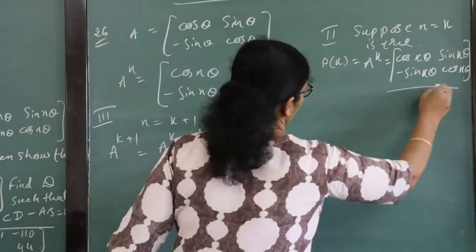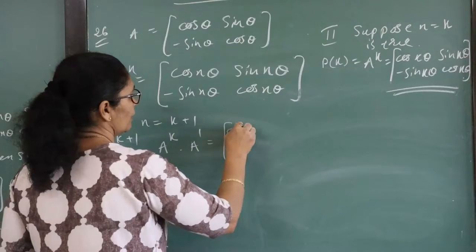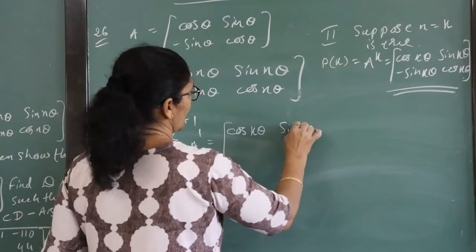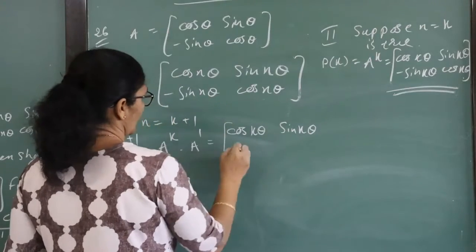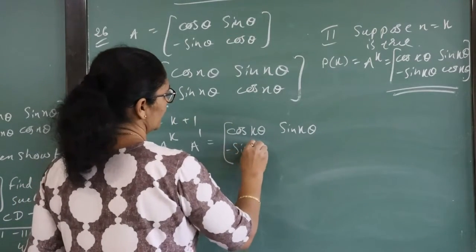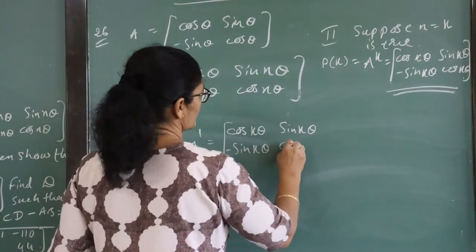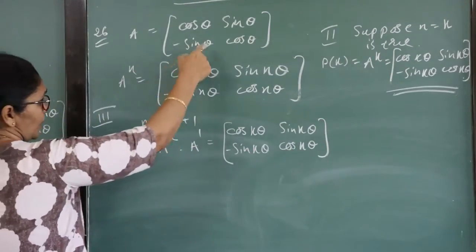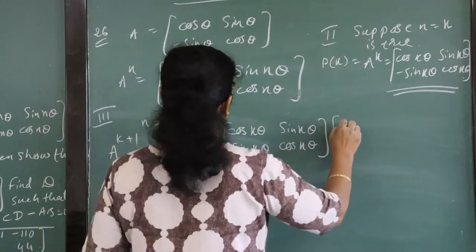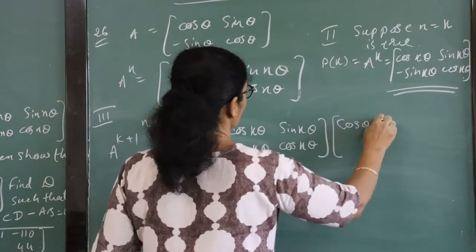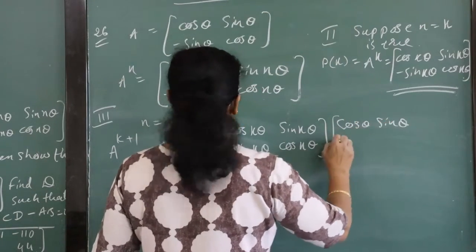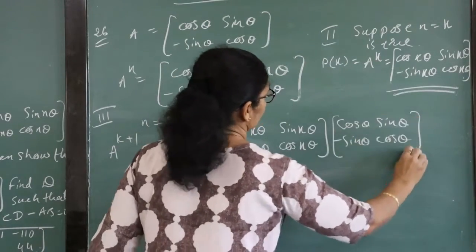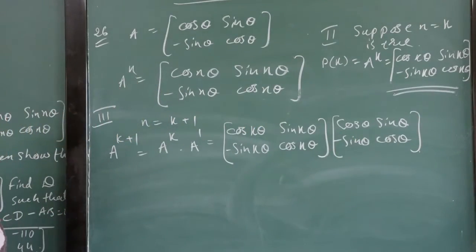We have written it here. So we have to write directly cos k theta, sin k theta, minus sin k theta, and last cos k theta. But A raised to 1 means A only. So we will write this directly: cos theta, sin theta, minus sin theta, and cos theta. Okay, now tell me what to do?